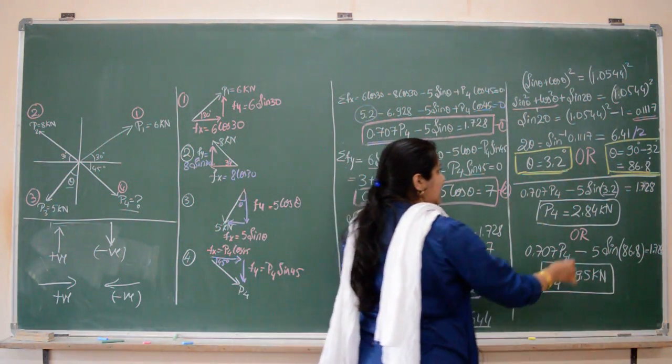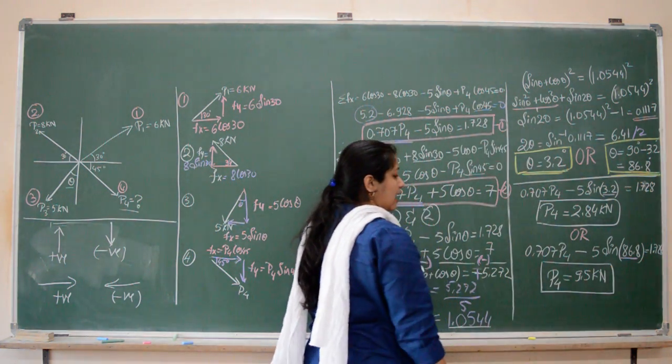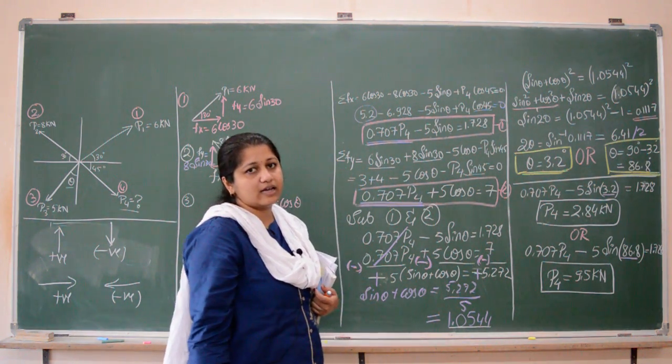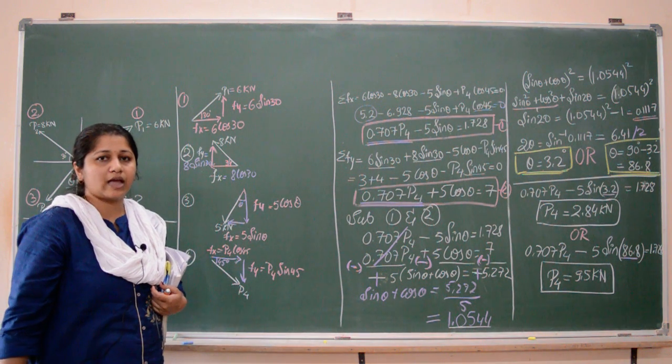Then when I consider theta as 86.8, I get P4 as 9.5 kilonewton. I hope it is clear to you, students. Thank you.